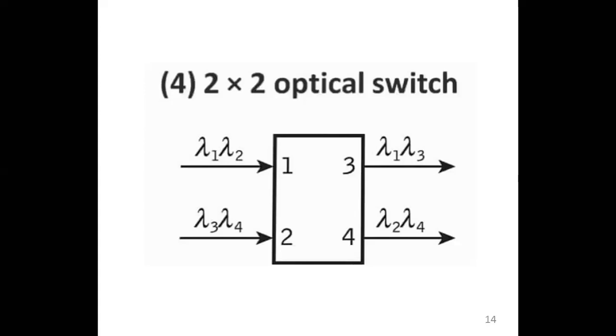So this kind of a switch is required when the input is on port 1, but the output, the receiver, is on port 4. The input is on port 2, but the output is on port 3. So we need a crisscross device like this, and it is easy to see why it is called a 2 cross 2 optical switch, because it has 2 inputs and 2 outputs.